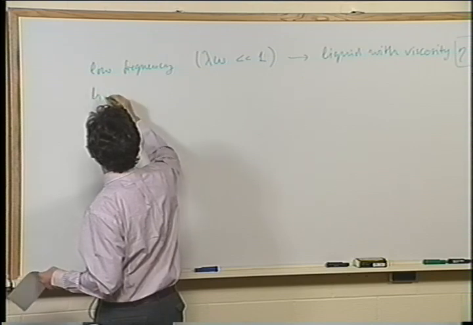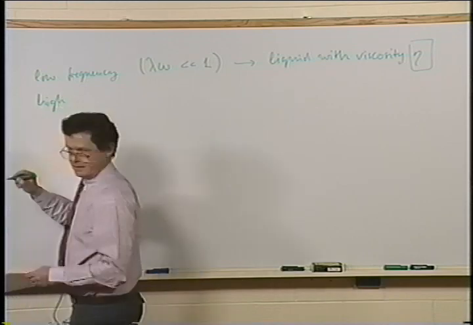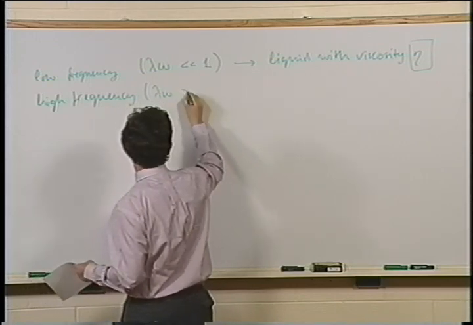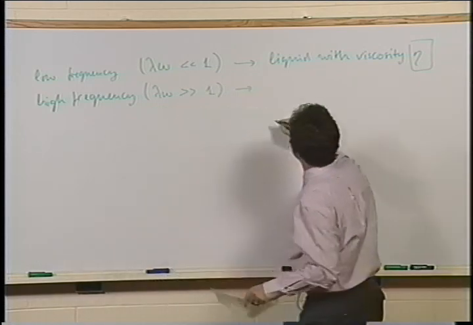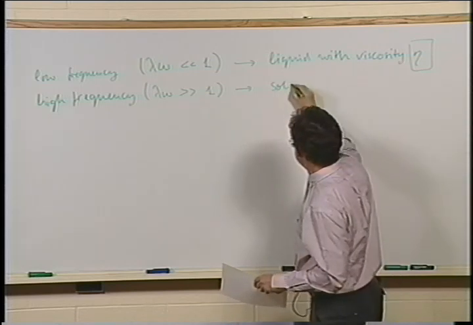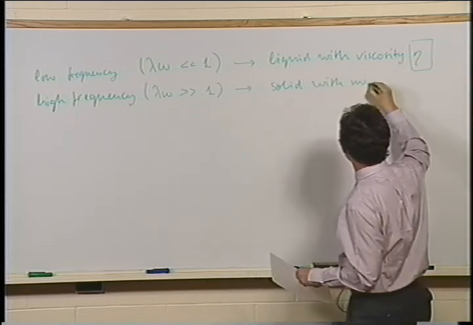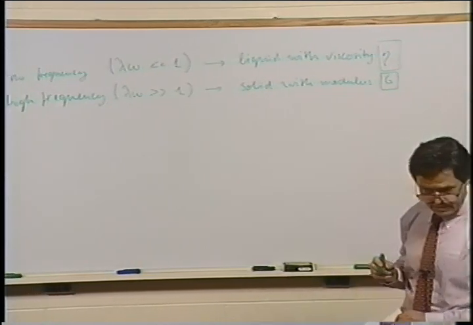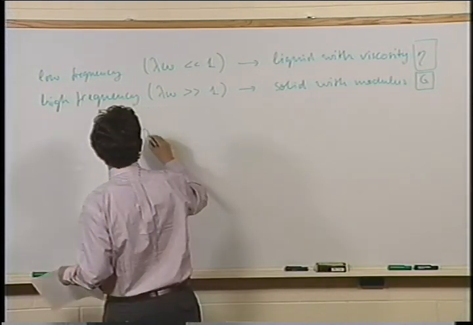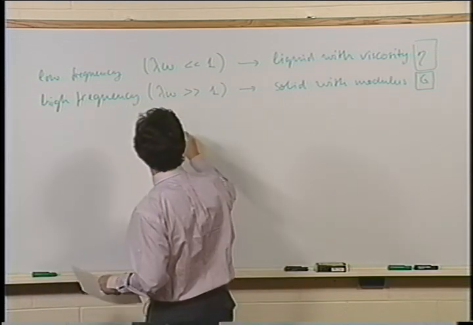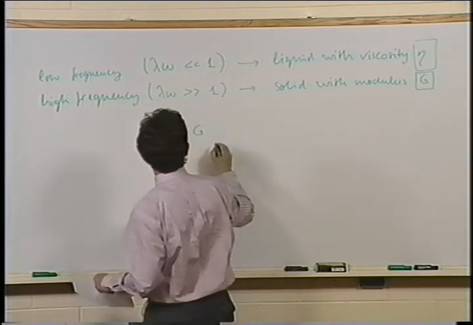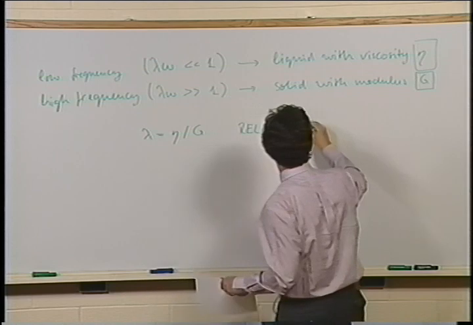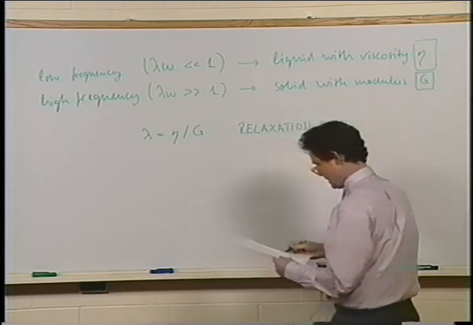Or if we bounce our sample here at high frequency, say lambda omega is much, much larger than 1, then we find that the material behaves like a solid with modulus G. And again, there's this one property typical for that behavior. And lambda, in this case, is defined as the ratio of the viscosity divided by the modulus. And this is called the relaxation time. Okay?